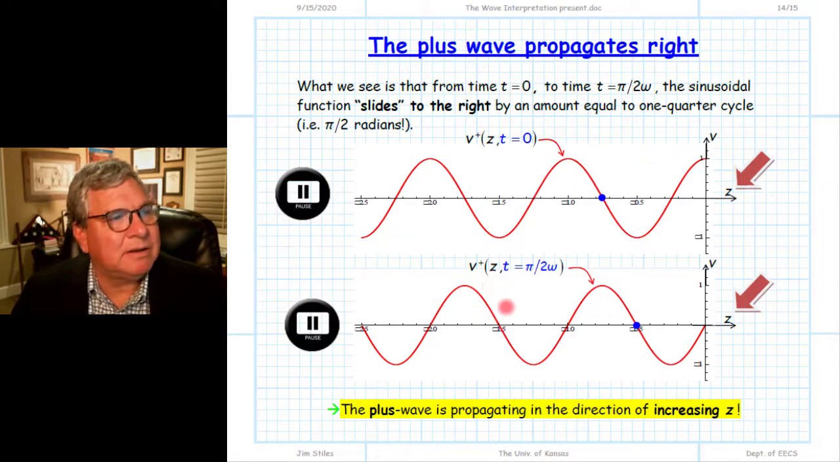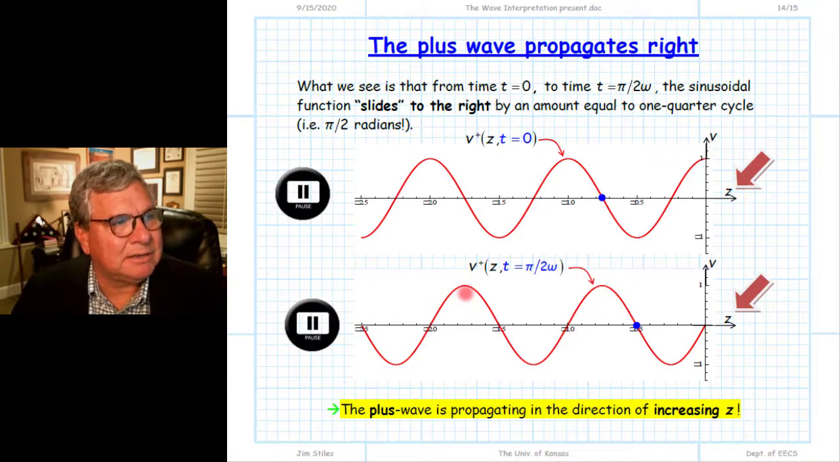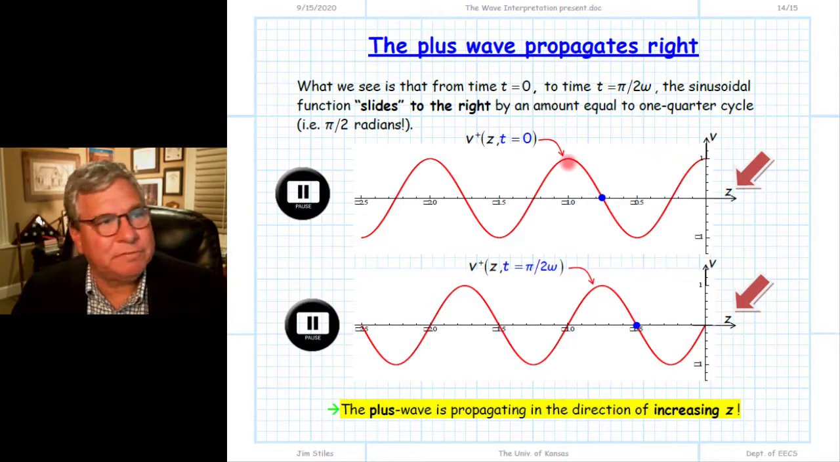And again, I contend that essentially the second plot is the first one only shifted to the right. This peak here is shifted to here. Of course, that's a little bit ambiguous to say. We could say that this peak here shifted to the left to here, and that's what we're actually seeing.